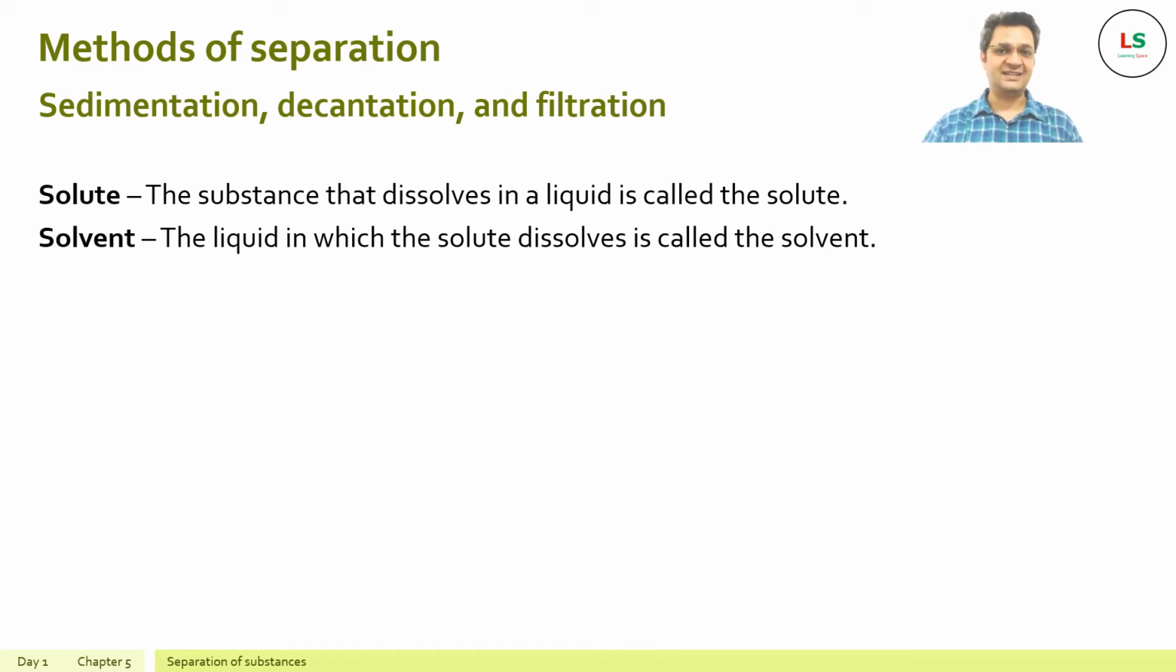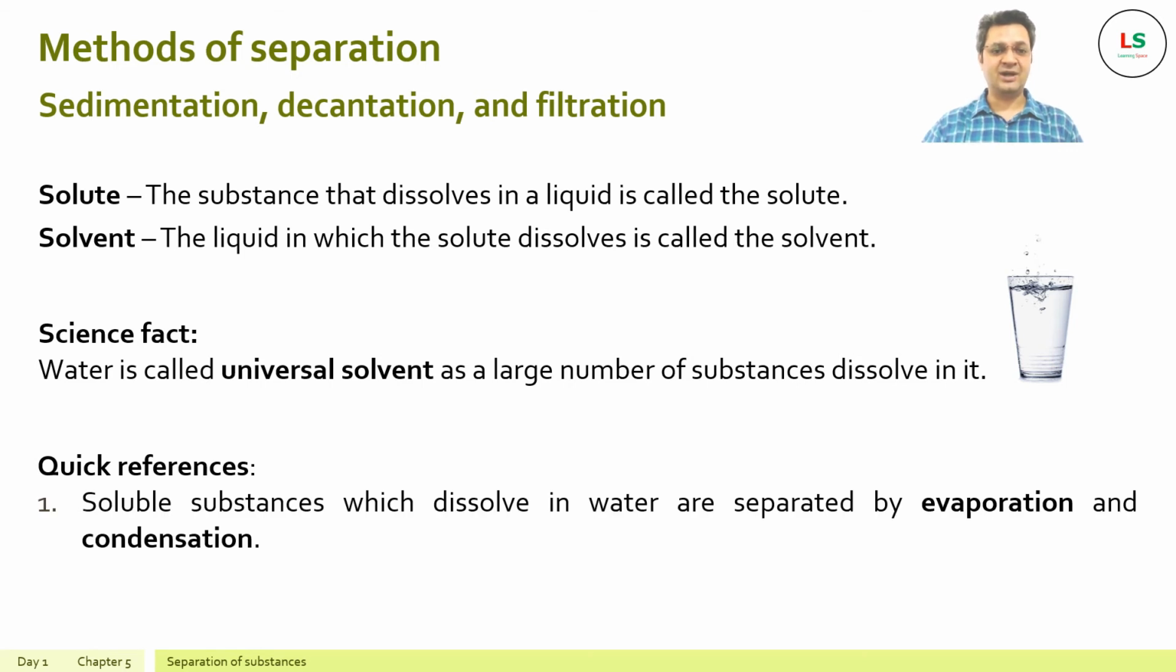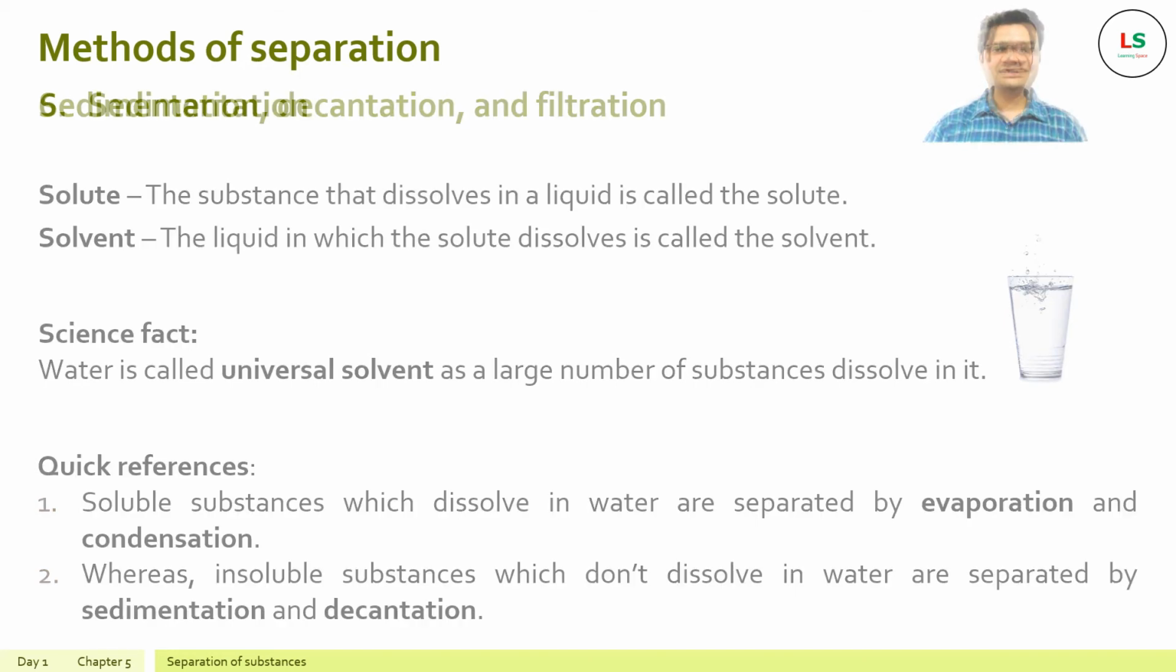A science fact at this point of time: water is called the universal solvent as a large number of substances dissolve in it. There are two quick references. Number 1, soluble substances which dissolve in water are separated by evaporation and condensation, whereas insoluble substances which do not dissolve in water are separated by sedimentation and decantation.